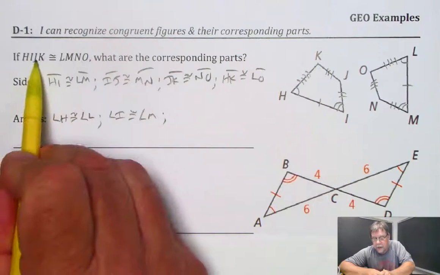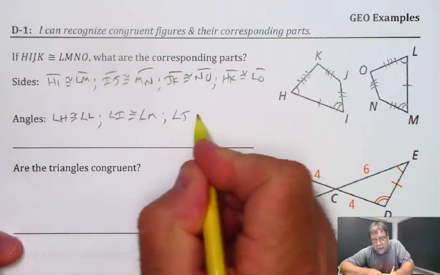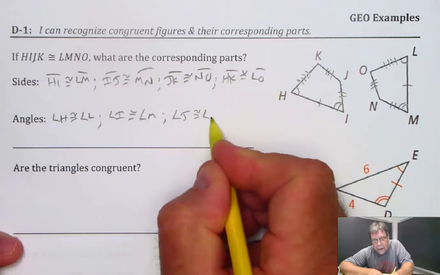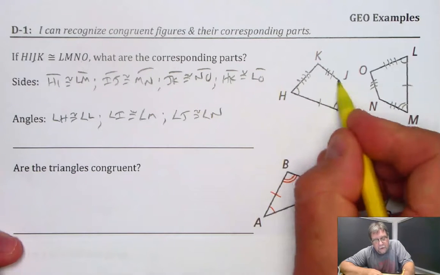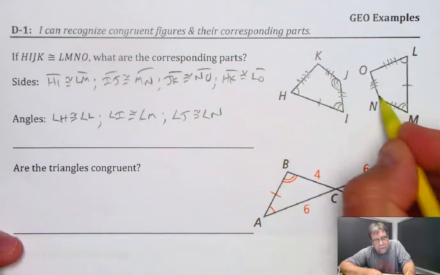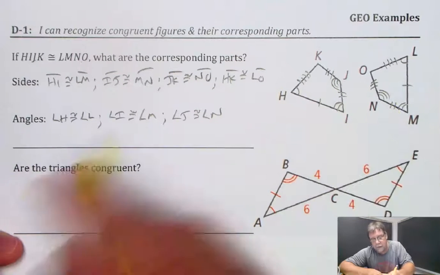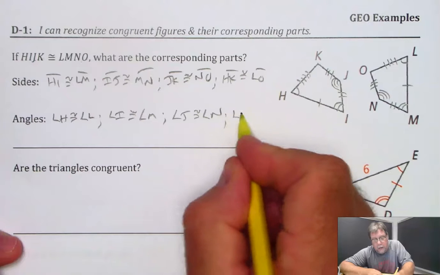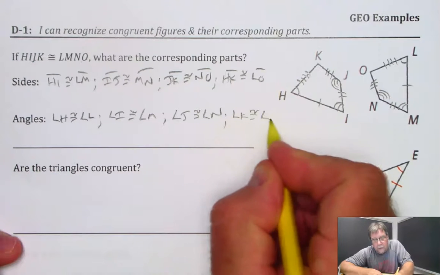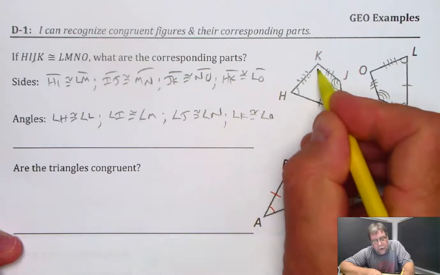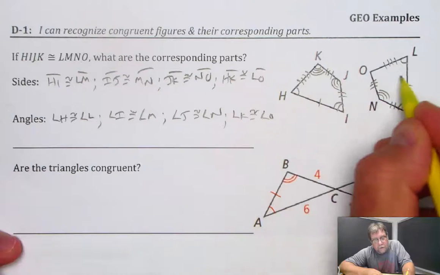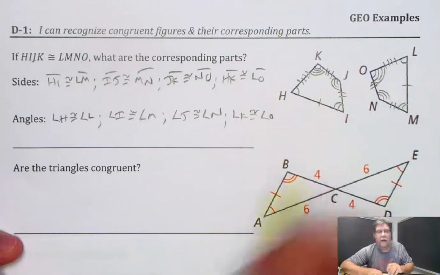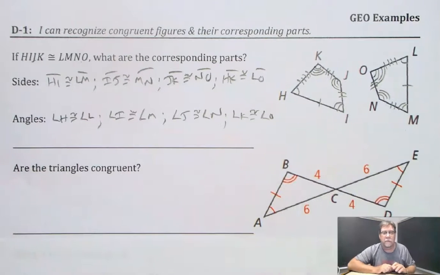Next, we see J goes with N, angle J congruent to angle N. We put 3 marks for J and 3 marks for N. And our last set is K goes with O, angle K congruent with angle O. And we're going to need 4 curved marks for angle K and angle O. It's a little messy, but those are all the congruent marks where they are.